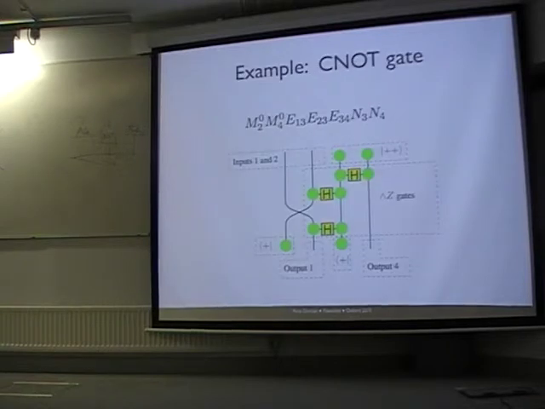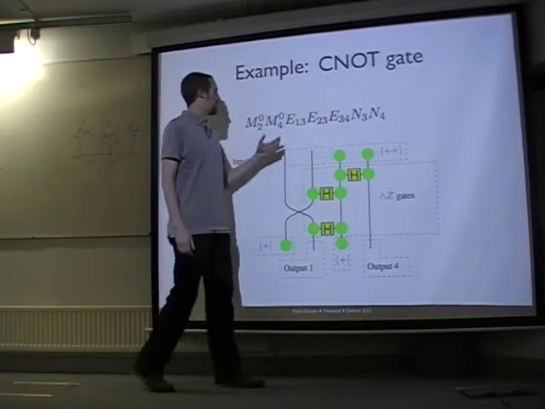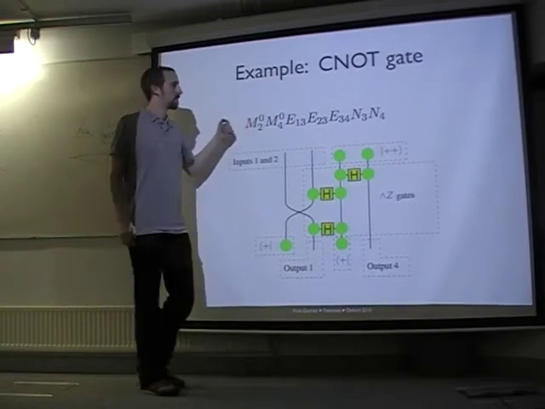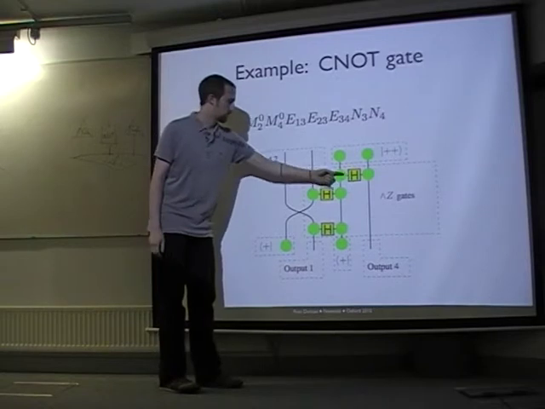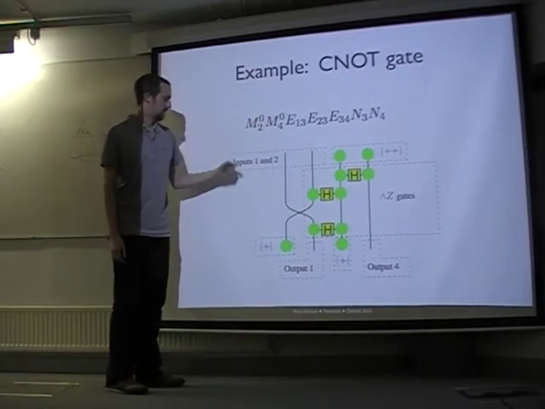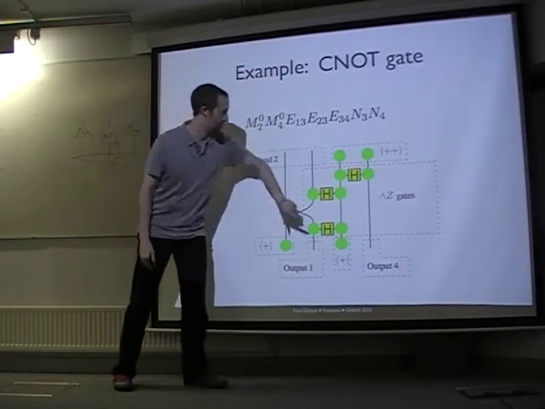Okay, so let's think about the one-way model. So here's an example of a pattern again. I'm just going to ignore the measurements for the moment. I'm just going to assume they're projections onto some fixed qubit. So I can have here my fresh qubits, here my entangling operations, which are described by these gates here, and I'm measuring these ones at zero angles, so that's the same as just projecting onto the plus. So that's here. So you see two inputs, two outputs.